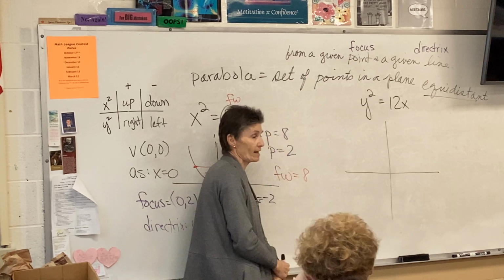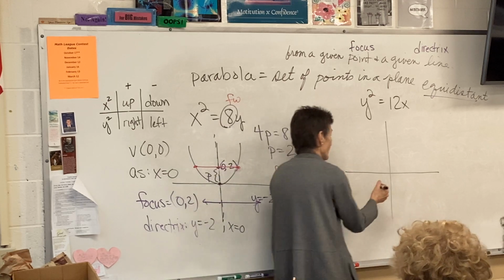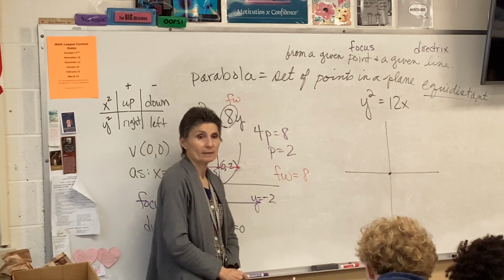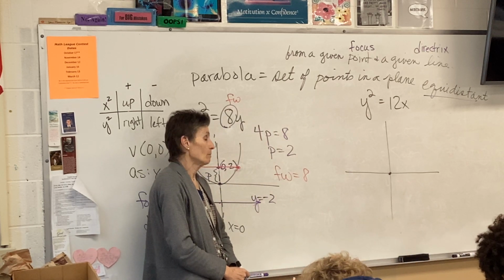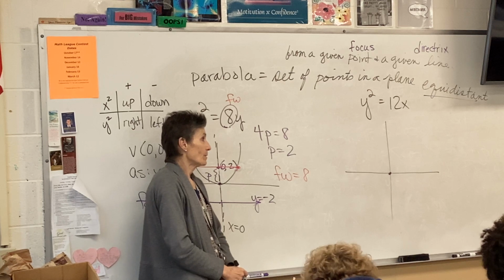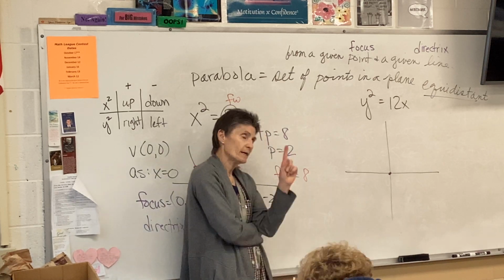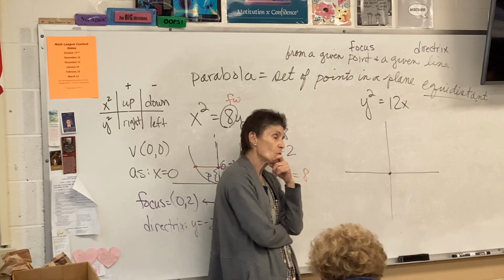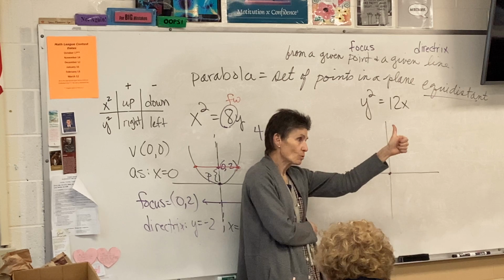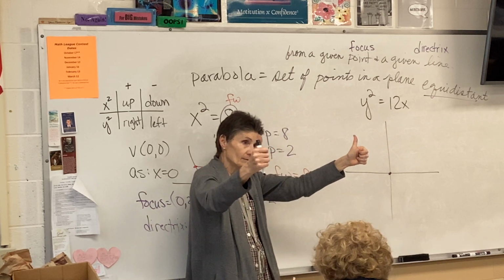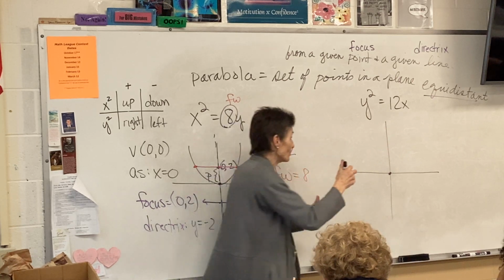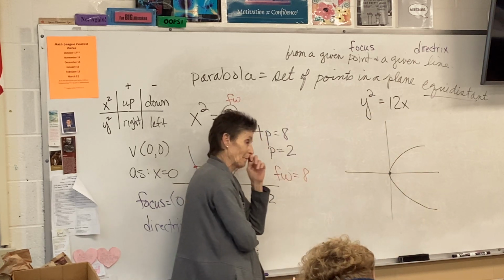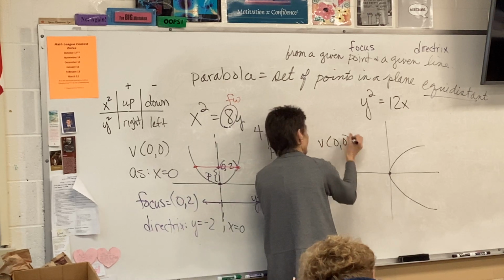Where's the vertex? 0, 0. How do we know? There is nothing added or subtracted. So we are at 0, 0. Which way do I open? This is critical. Which way do I open? I open right. How do I know I open right? Y squared positive. Gotta remember that. That's right. So this guy is looking like this. Your vertex is the origin.